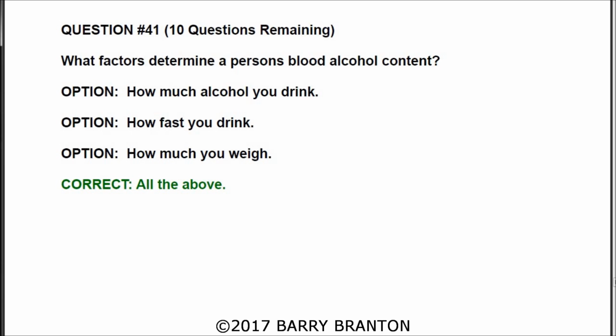So let's look at the options. The first option is how much alcohol you drink. Option number 2, how fast you drink. And the third option is how much you weigh.